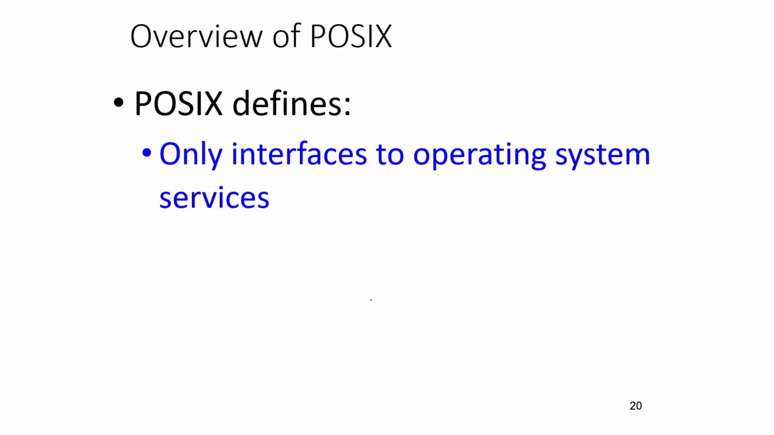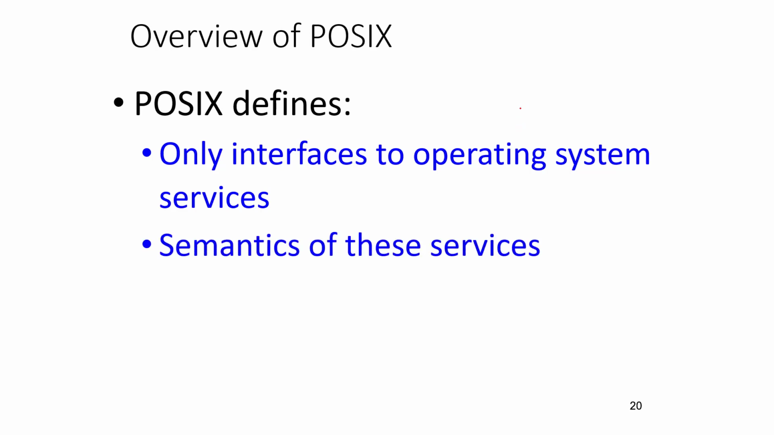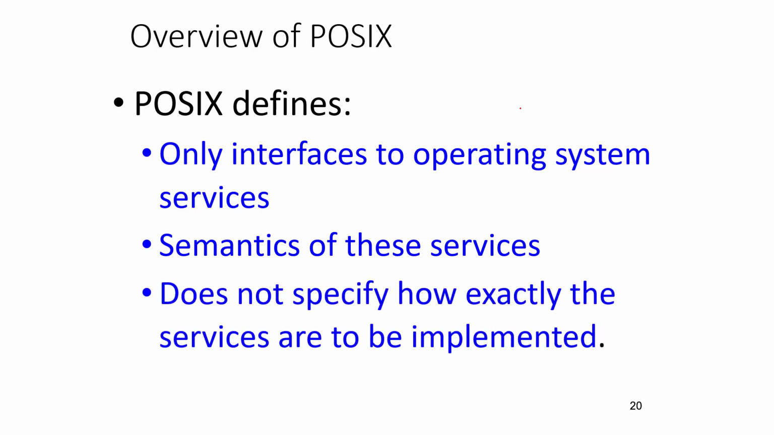So POSIX defines primarily interfaces to operating system services, right? So different operating systems would have different formats for system calls, different formats for accessing data. So the interfaces have been standardized in POSIX. The semantics have been standardized. But how do you implement the specific service? That is something that POSIX has not specified, right? So this is not something which is explicitly specified as to how the service is to be implemented.